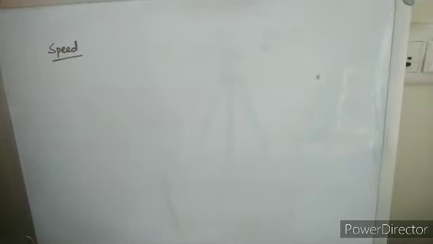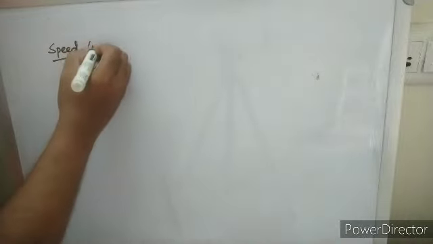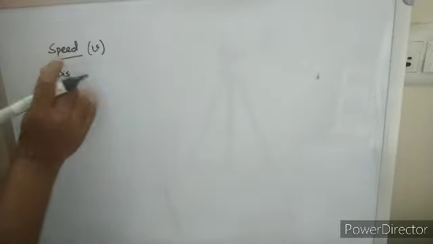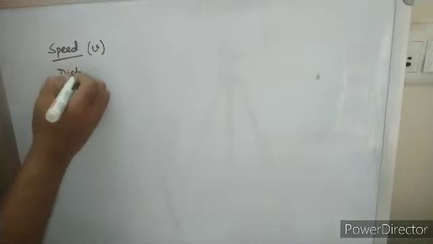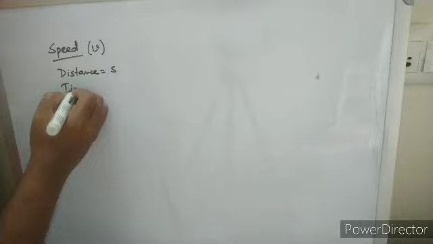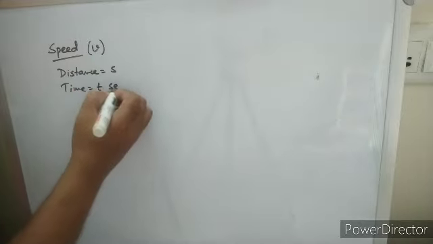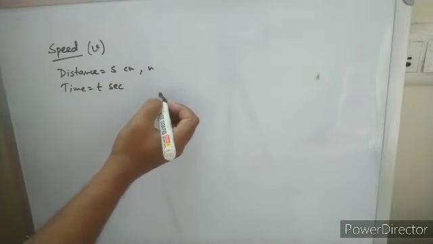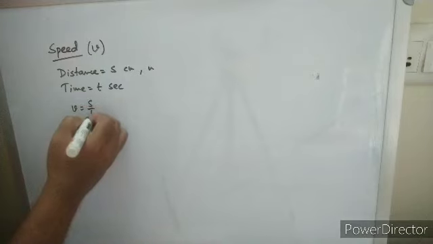Speed is a scalar quantity: the distance covered by any object divided by the time taken to travel that distance. Speed is denoted by V, the distance (displacement) is denoted by S, and the time is denoted by T, in seconds, with distance in centimeter or meter, whatever it be. So V equals S by T is the formula of speed.